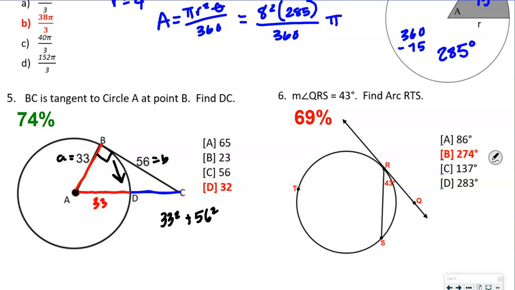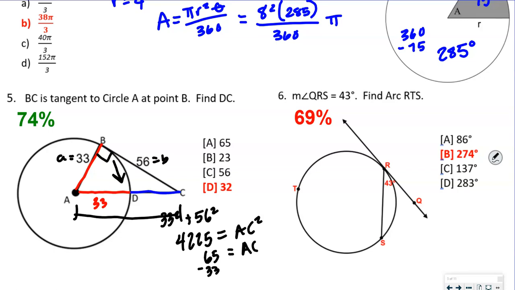When we do that, that gives us 4,225, and that's going to be equal to AC squared, right? So we're going to take the square root of that, and when we do, we get 65. So AC is equal to 65. Well, it didn't ask me for AC, did it? It asked me for the blue part. So what are we going to do with 65? We're going to subtract the 33 from it, and when we do that, we get 32. So that means DC is equal to 32, okay?